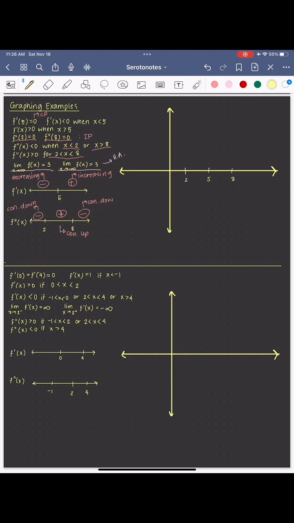Let's start to graph our first interval, that is x less than 2. That is, we have a decreasing function and a concave down. Let's also remember that it approaches 3 as x approaches negative infinity.